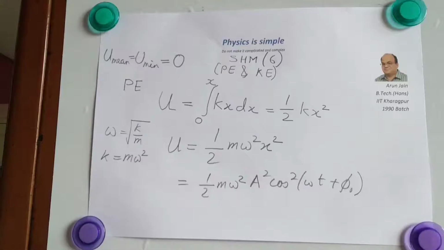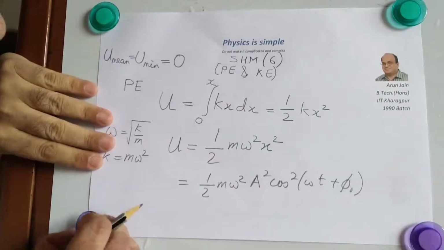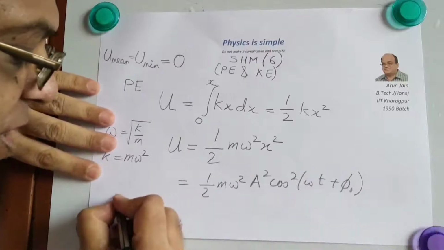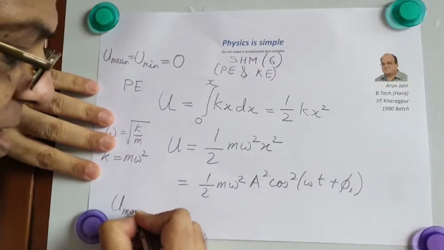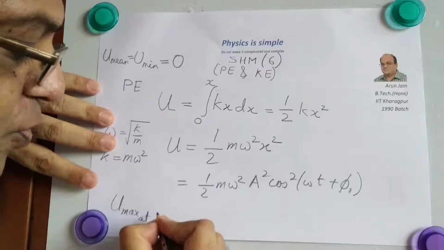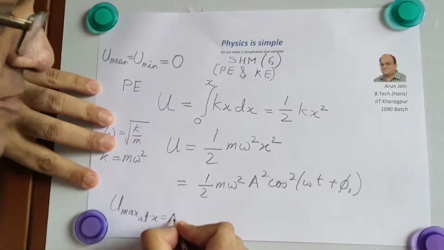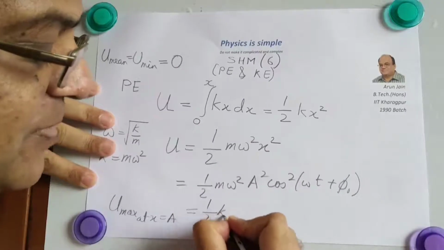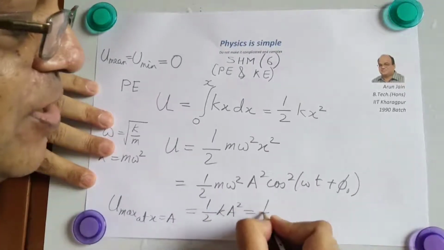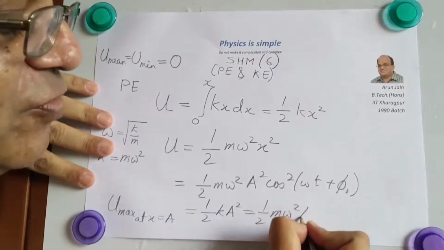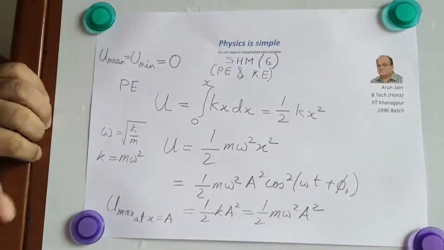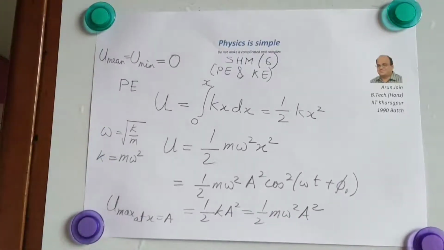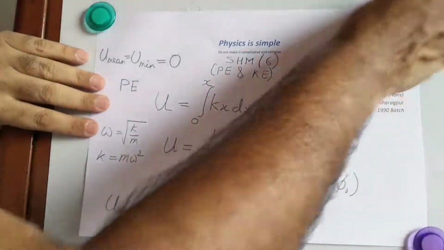At the extreme position, potential energy is maximum. So U is maximum at x equal to a, and that maximum value is half k a square or half m omega square a square. This is the maximum value of potential energy. This is the value at extreme position.